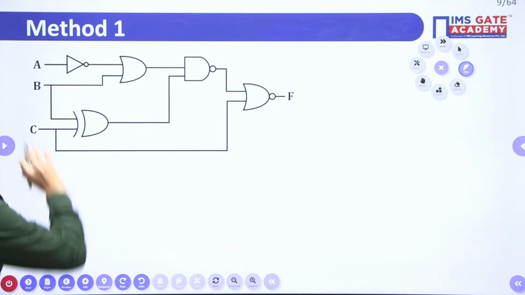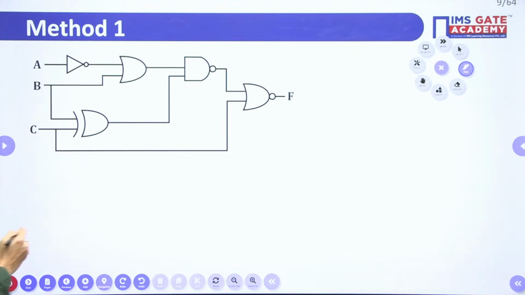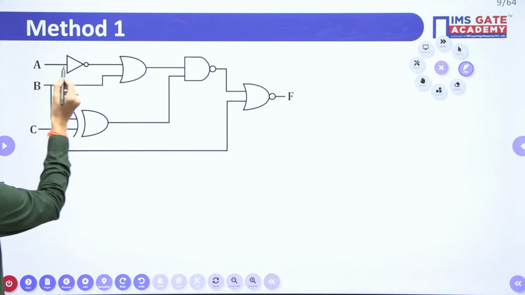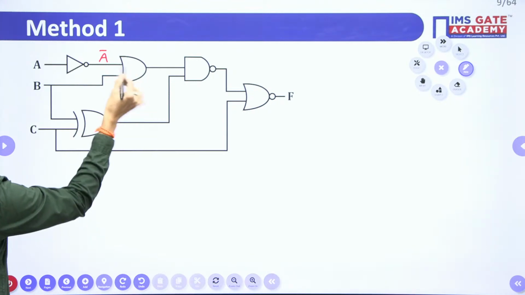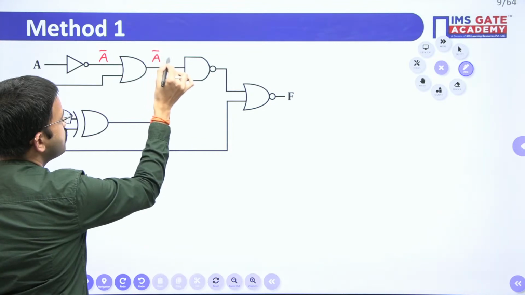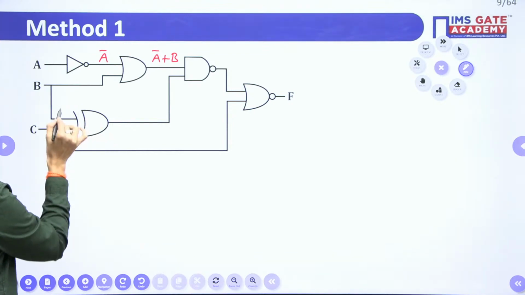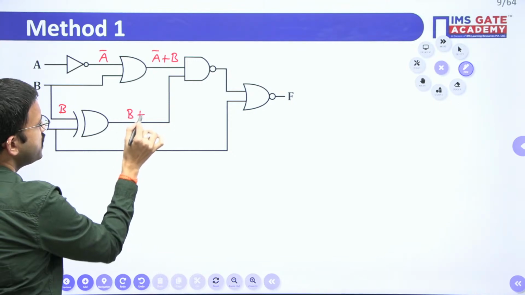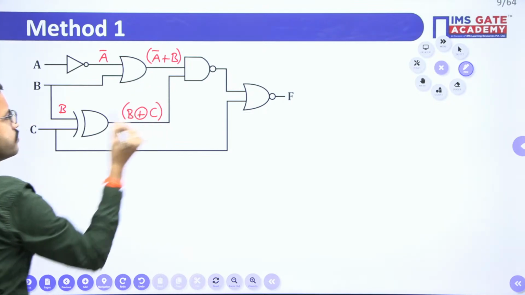Okay, see here they have given one circuit diagram. Whatever the inputs are, for each and every case, according to the logic gate, just write the equivalent output. Here A is the input, you are having NOT gate, so the output is A bar. For this OR gate, one input is A bar, other input is B. So the output you will get is A bar plus B. Now here you are having XOR gate, inputs are B and C, so the output you will get is B XOR C.